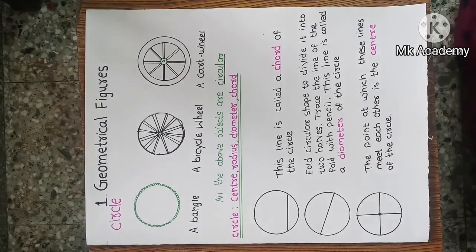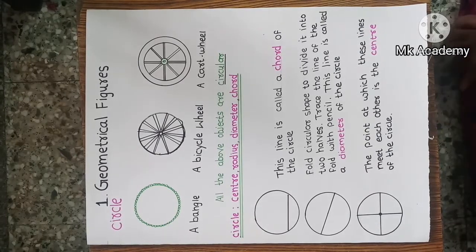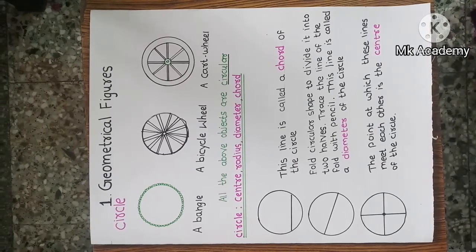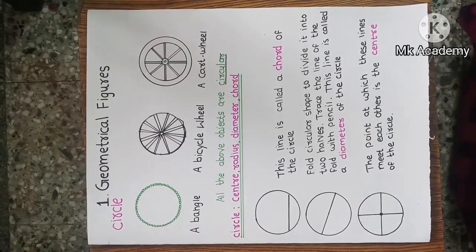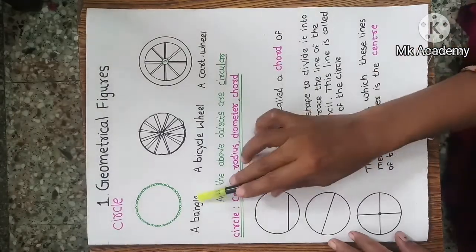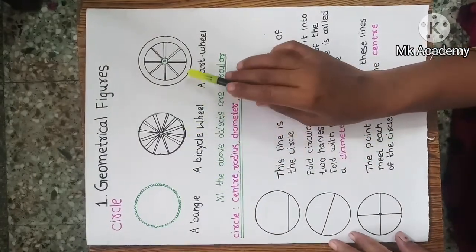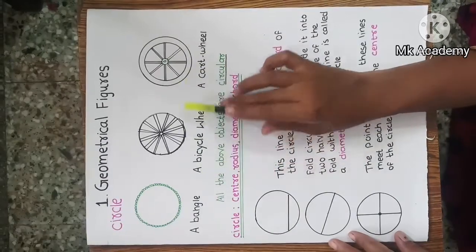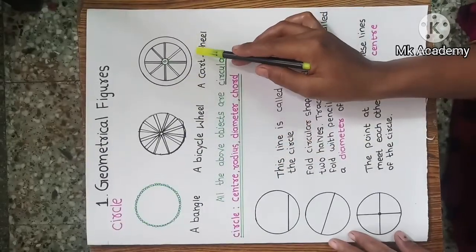Hello student, today we are going to learn the circle. This is part of chapter number 1, geometrical figures, 4th standard math. We see some objects here: a bangle, a bicycle wheel and a cart wheel. These all objects are circular in shape.